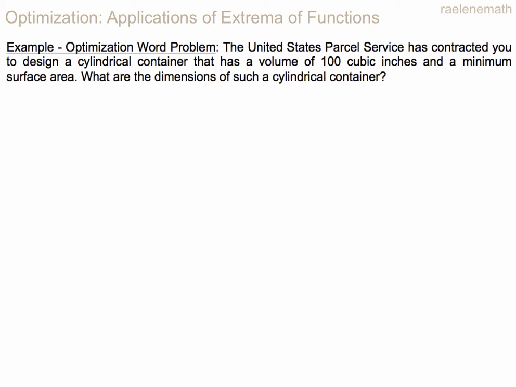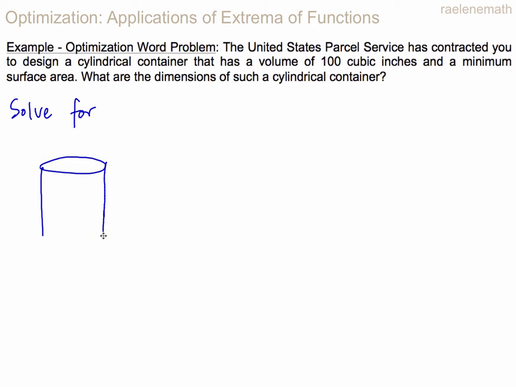In this first example, the United States Parcel Service has contracted you to design a cylindrical container that has a volume of 100 cubic inches and a minimum surface area. And it wants to know what are the dimensions of such a cylindrical container. So it'd be worth rephrasing the question into the form of solve for something given something. And in this case, we want to solve for the dimensions of a cylindrical container.